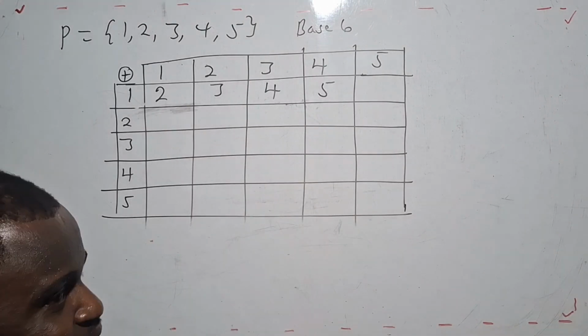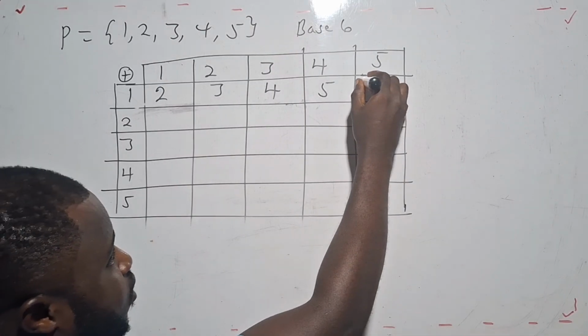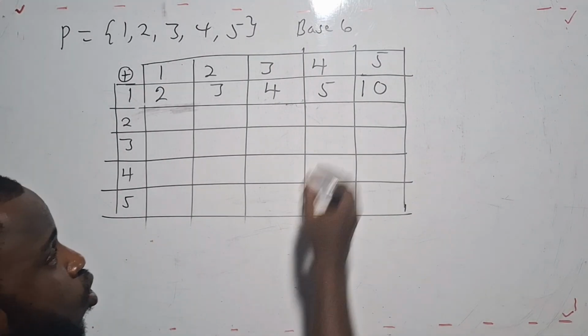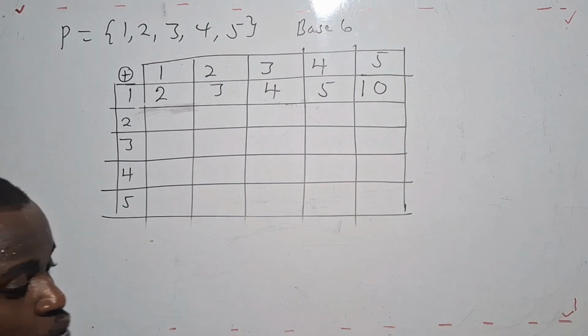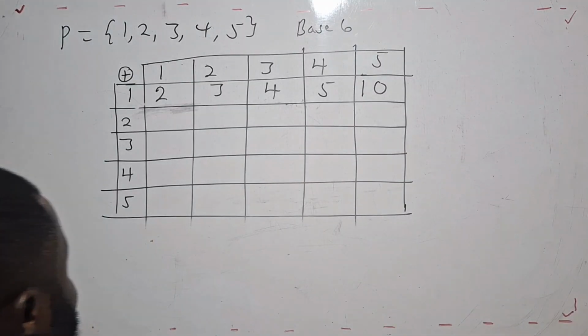So 6 divided by 6 is 1, remainder 0. Or you can write remainder 0 then bring the 1 forward. So this is how we write it when it comes to the table. Now we can move on.